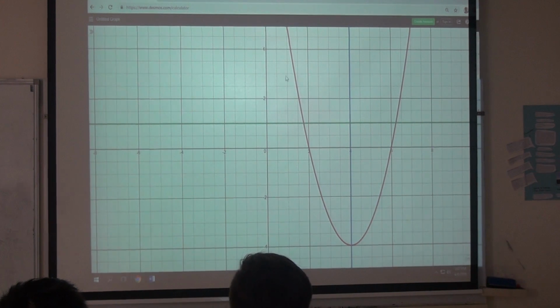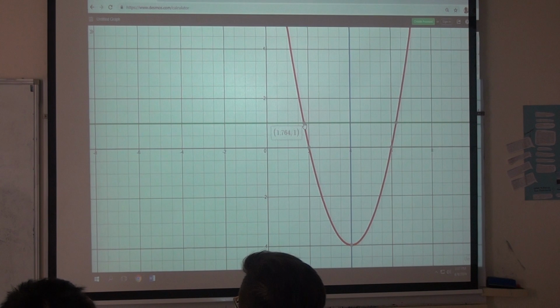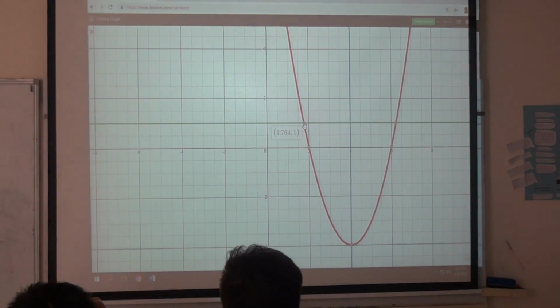That's how we do it. This is how we do it. Can you see what x is at that point? 1.8. So x is equal to 1.8. And let's check the other one.